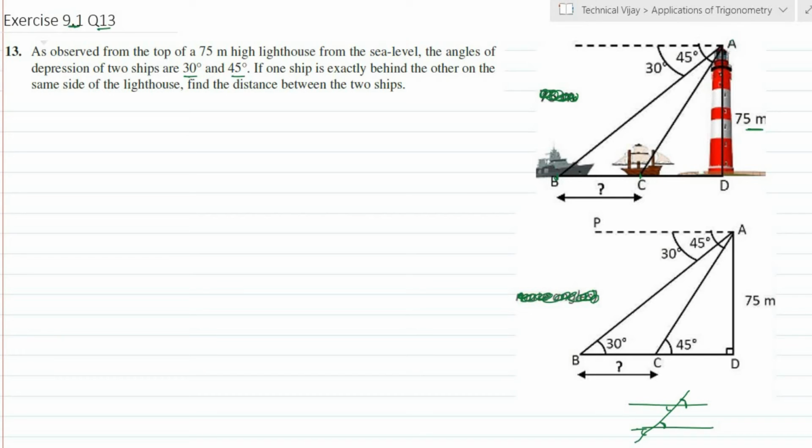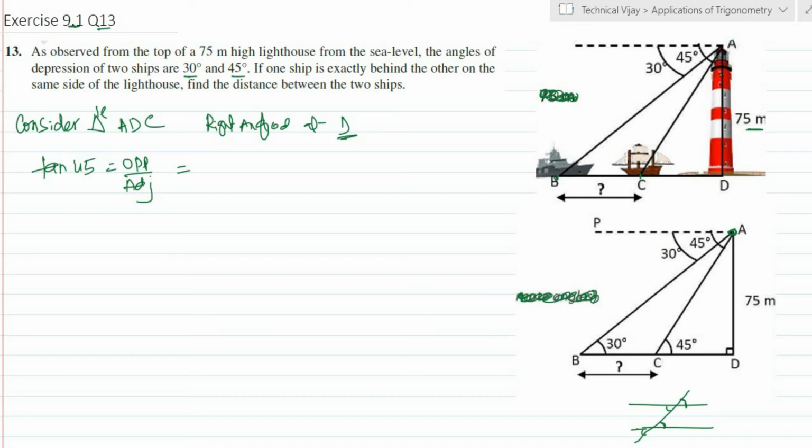See from this diagram, so let us consider this triangle, that is ADC, right angled at D. Now see, angle C is equal to 45 degrees. So here this is the opposite side and this is the adjacent side. Opposite by adjacent, that is tan 45 degrees is equal to opposite by adjacent.